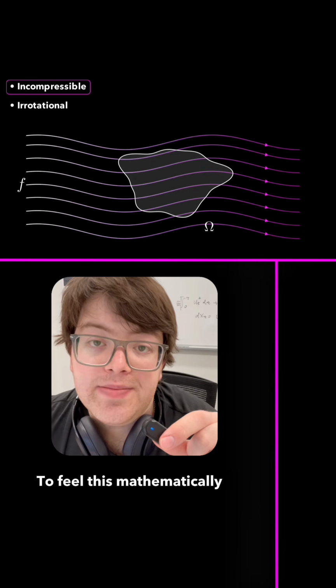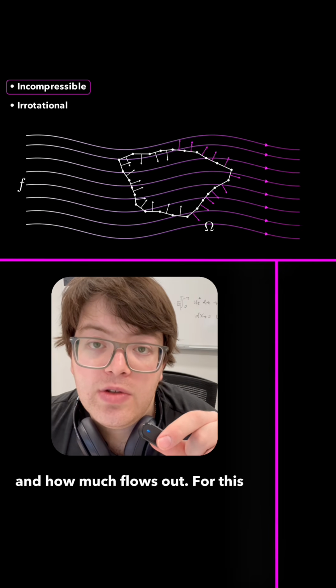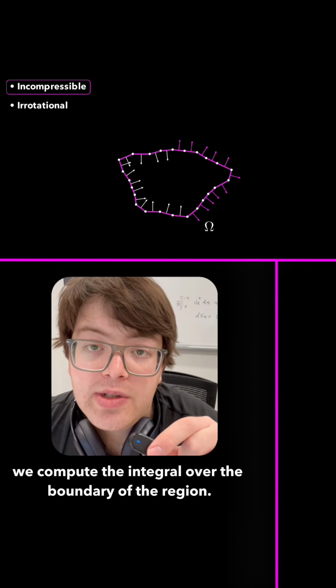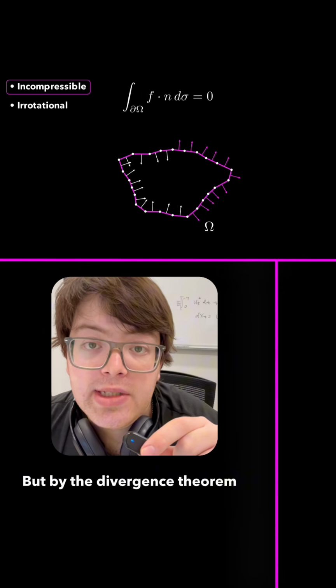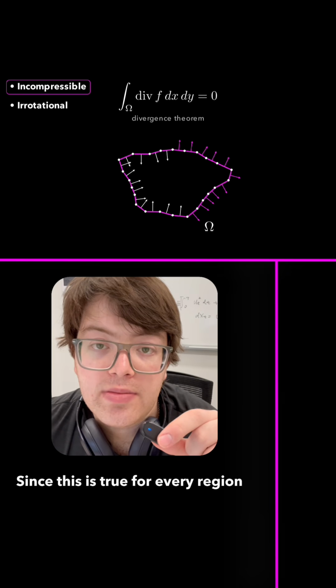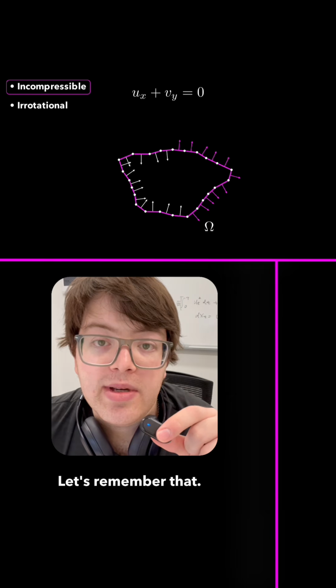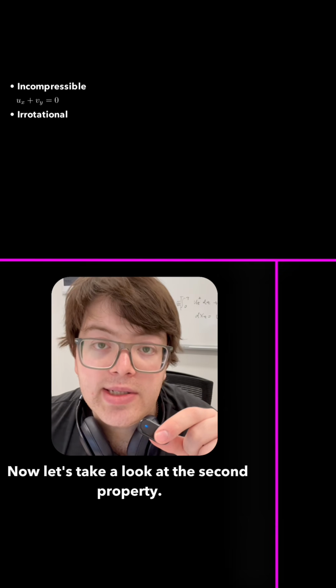To feel this mathematically, let's take some region omega and compute how much flows into it and how much flows out. For this we compute the integral over the boundary of the region, but by the divergence theorem, this is just an integral over volume. Since this is true for every region, the integrand itself must be zero, and therefore the divergence is zero. Let's remember that.